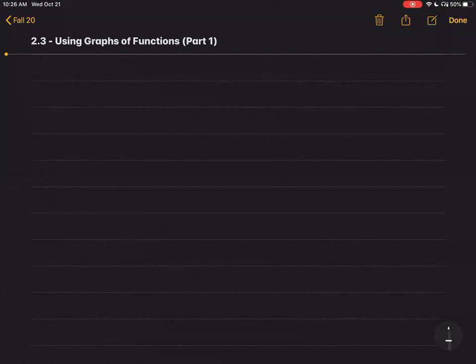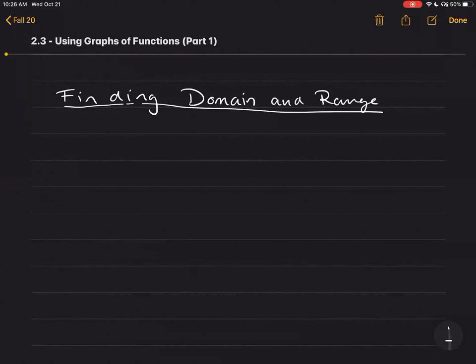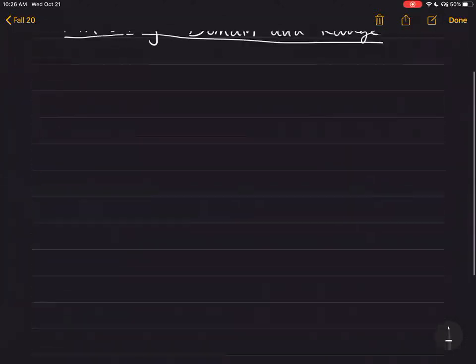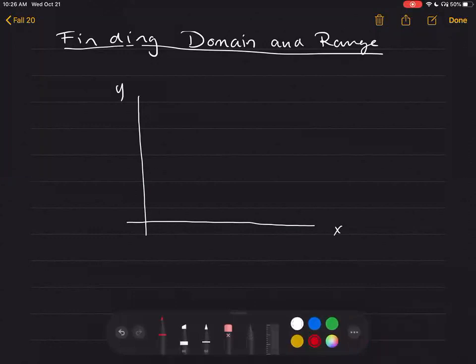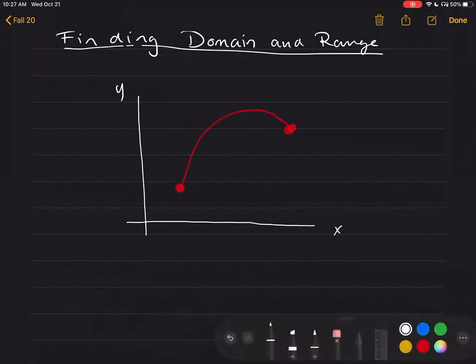The first kind of skill that we're going to look at is going to be finding domain and range from the graphs of a function. So we can find a domain and range kind of like this. If we draw a graph, x-axis, y-axis, and then let's say we have this kind of graph, this kind of curve here. And we want to know what its domain and range is.